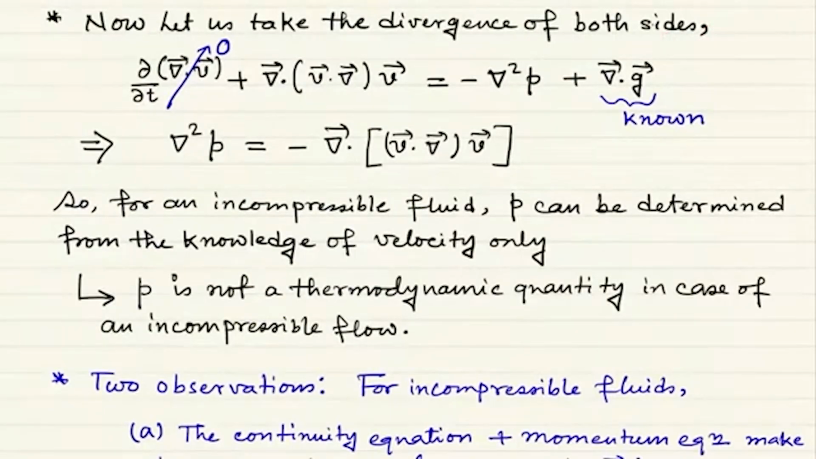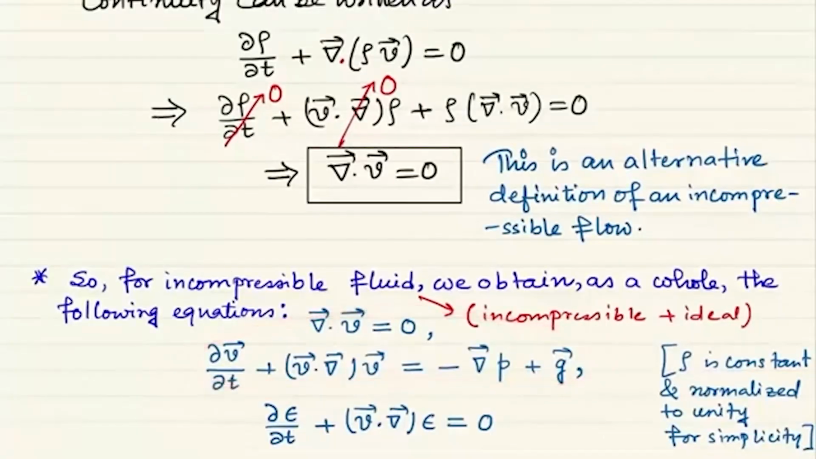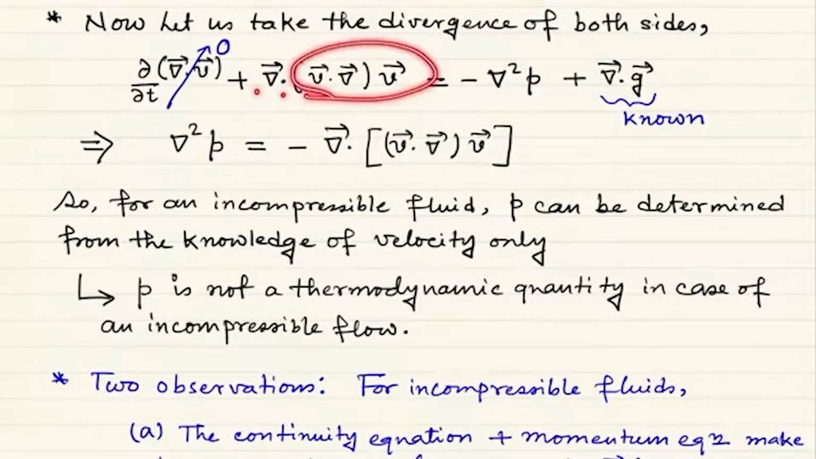Beforehand we took the curl. Now we take the divergence of both sides of this momentum equation. Even for divergence there's the same thing as with curl: ∂t and the divergence operator will commute. So that will be 0 plus divergence of this advective term is equal to minus divergence of gradient p, which is nothing but Laplacian p, minus Laplacian p plus divergence of g. Now divergence of g is known.